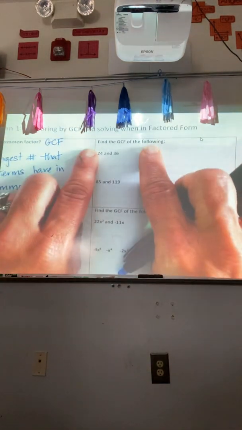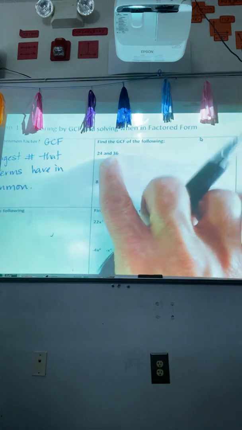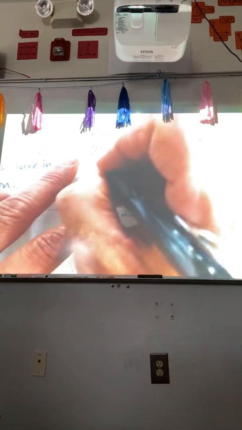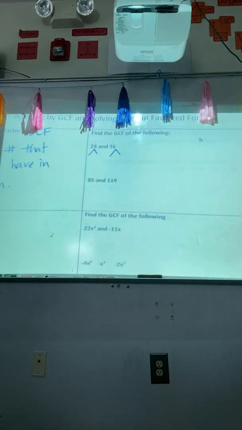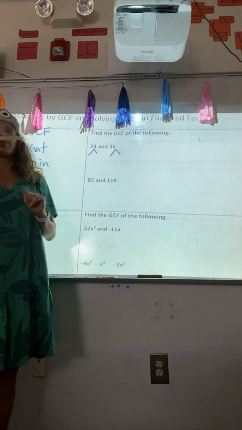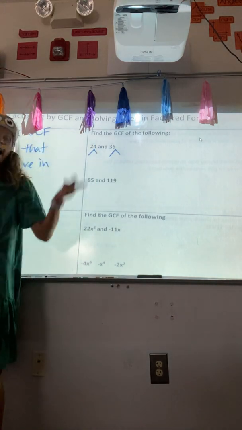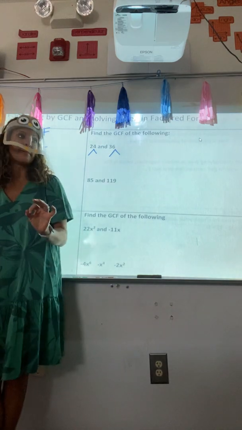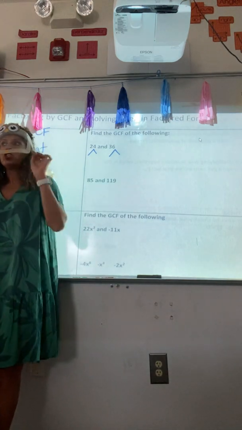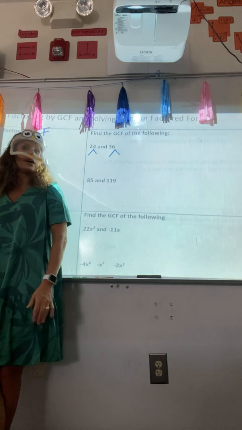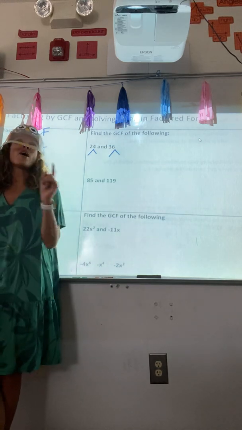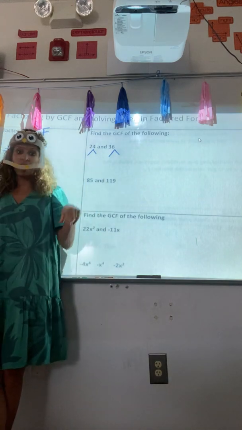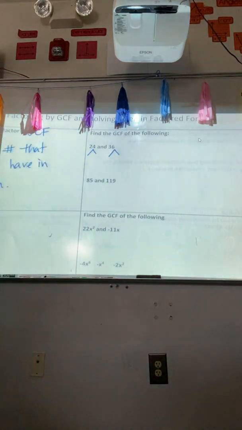All right, so here we go. It says, find the GCF of 24 and 36, okay? So I know that I can break these into several numbers. There's a lot of things that multiply to give me 24, a lot of things that multiply to give me 36. I know that 2 is a factor of both of them. But is 2 the biggest number that I can take out of 24 and 36? What's the biggest number? 12. I can take a 6 out of both of them. Still not the biggest, not the greatest common factor. So you have to think of the biggest number, okay?